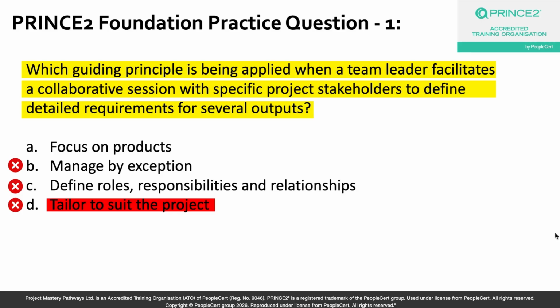So the correct answer to this question is option A, which is focus on products, because the project must be output oriented, not work oriented, right, in PRINCE2. And one of the most powerful ways to apply this principle is exactly what you see here, which is to get the right stakeholders in the room to collaborate to define the detailed requirements of the project's outputs, okay?